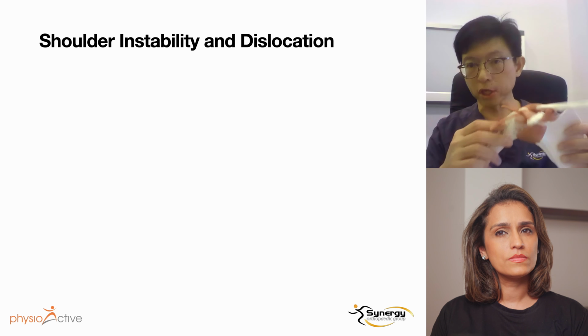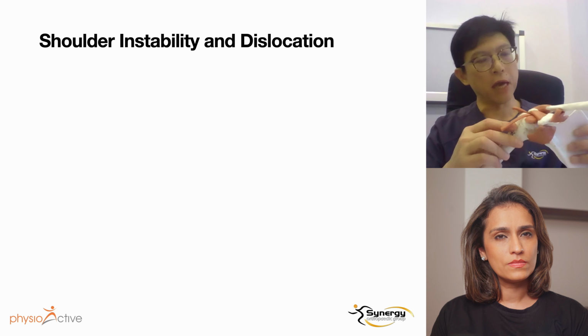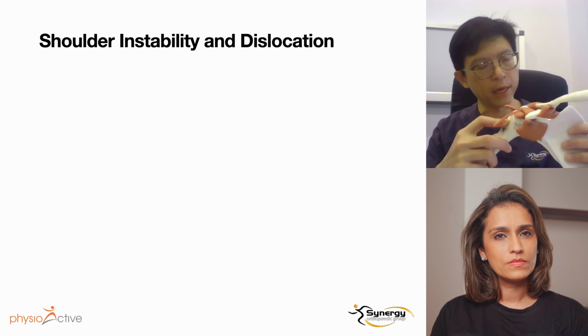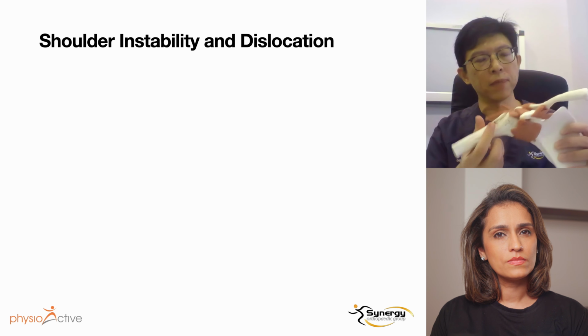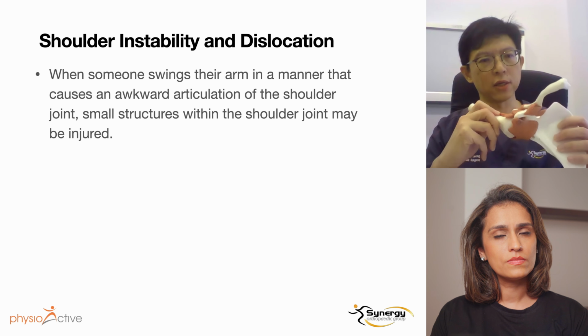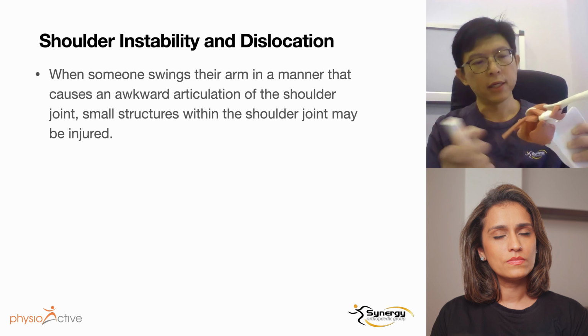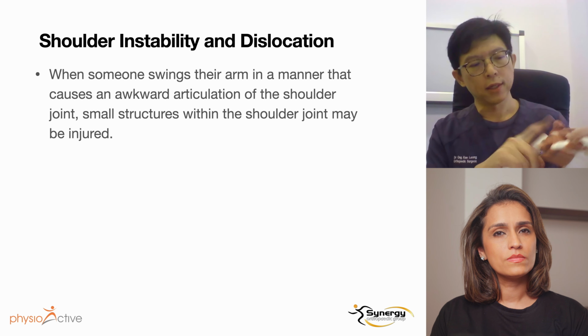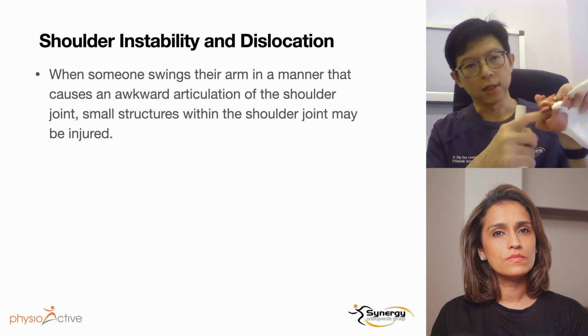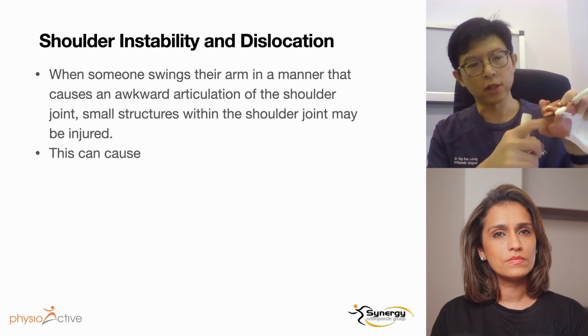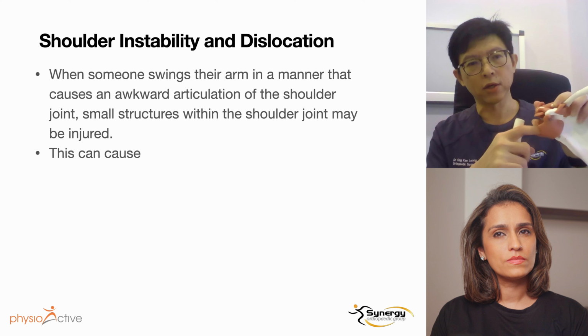So what happens is that if, let's say, a patient unfortunately injures the shoulder, it could be, as Michelle rightly pointed out, maybe an athlete, maybe a racket player, and he swings his arm in a manner such that it causes a very awkward articulation of the shoulder joint. He can sometimes injure small structures within the shoulder joint. And this can cause injuries and tears, and that can cause some form of discomfort.